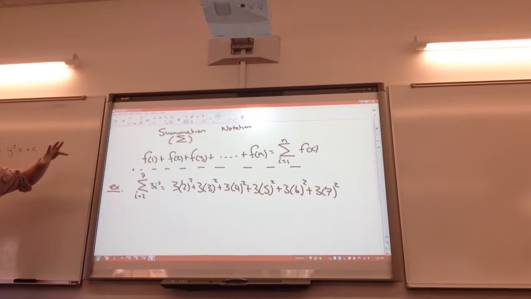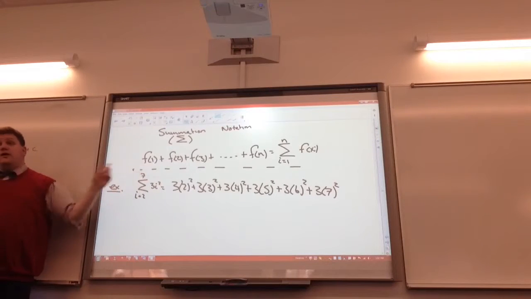Of how you understand how this thing. So the top tells you where to stop. The bottom number tells you where you start, okay? And then the function on the inside just tells you where you're sticking that number in, okay?